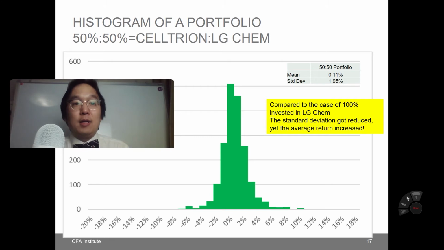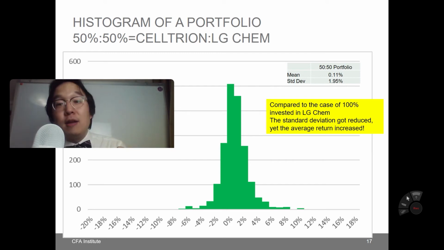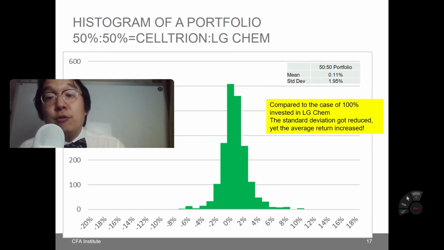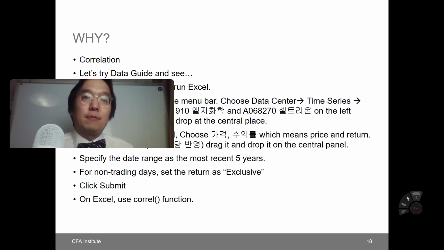Okay, put it this way again. Making a portfolio between LG Chem, that safe stock, and Celltrion, right? Supposedly risky stock. The portfolio becomes safer than LG Chem. That's a surprise, right? Very interesting one. The standard deviation got reduced, yet the average return increased. Okay, how can that happen? Okay, why?